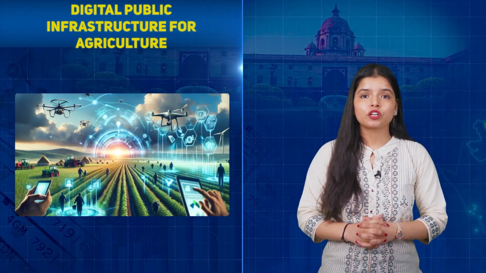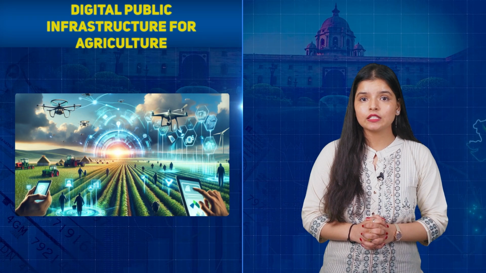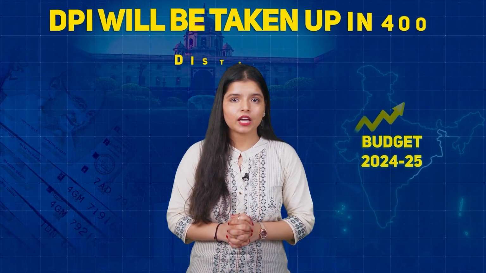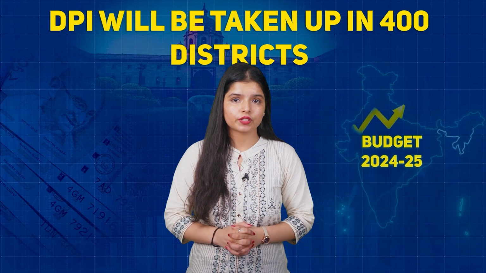Digital public infrastructure for agriculture will be facilitated in partnership with states, aiming to cover farmers and their lands in 3 years. A digital crop survey for Kharif using DPI will be taken up in 400 districts. Details of 6 crore farmers and their lands will be included in the farmer and land registries, and issuance of Jan Samarth-based Kisan credit cards will be enabled in 5 states.